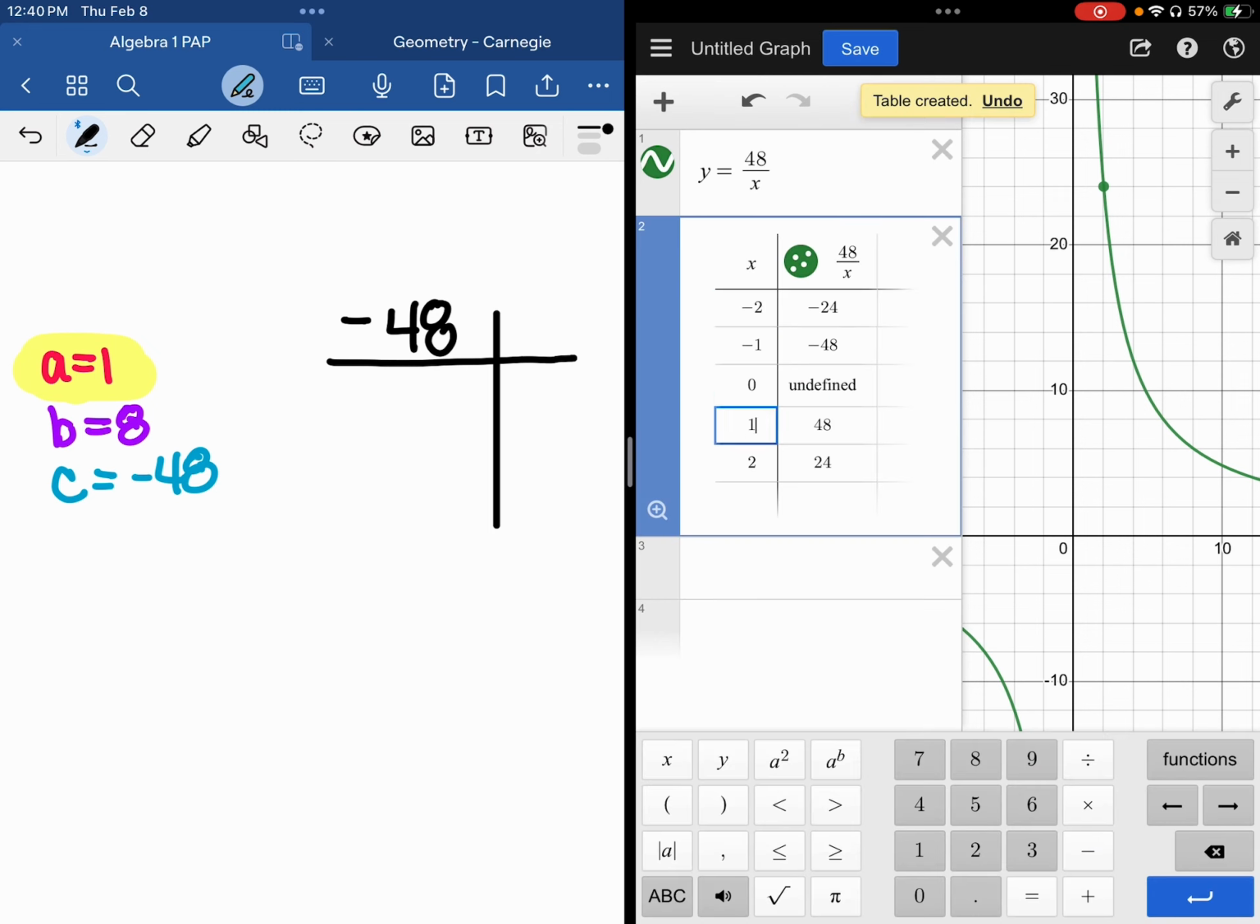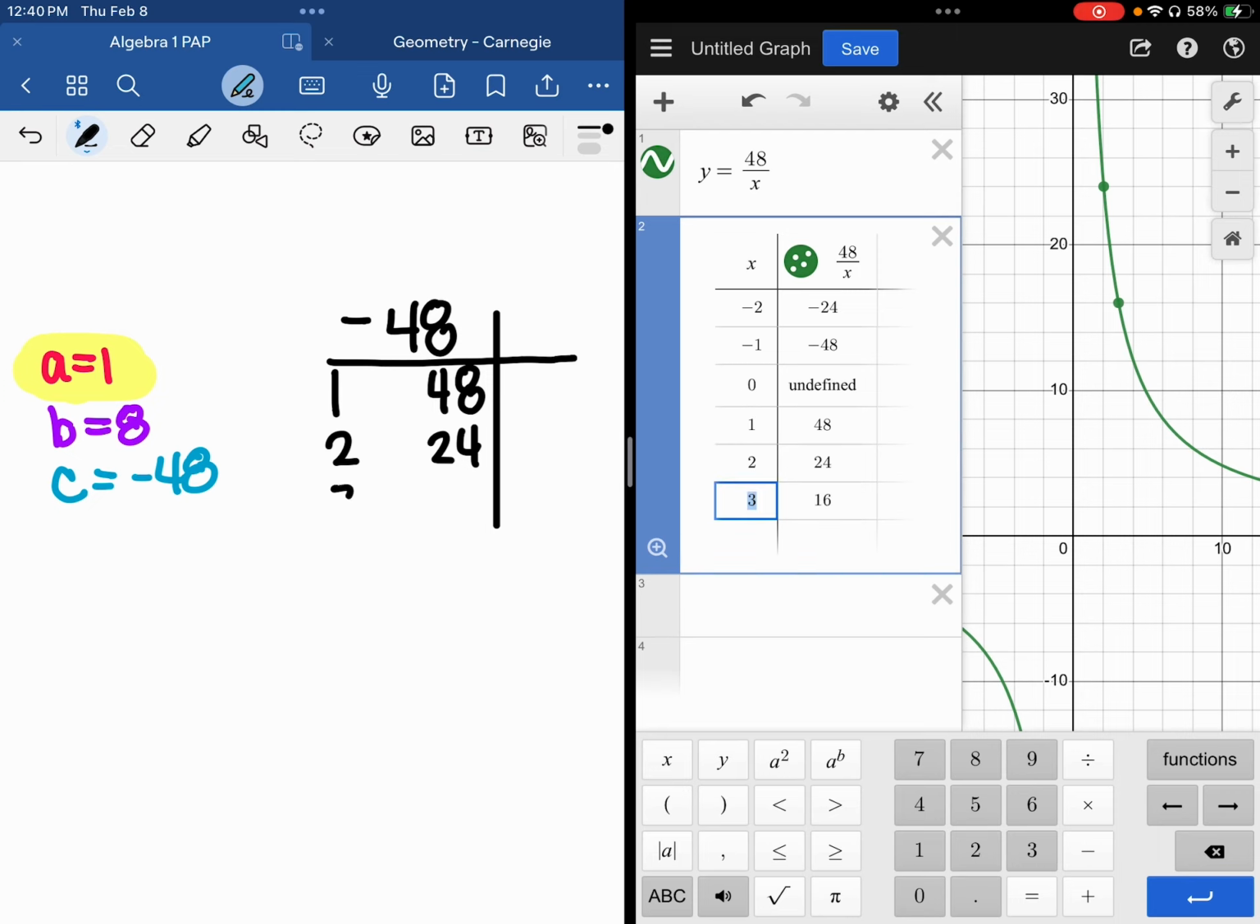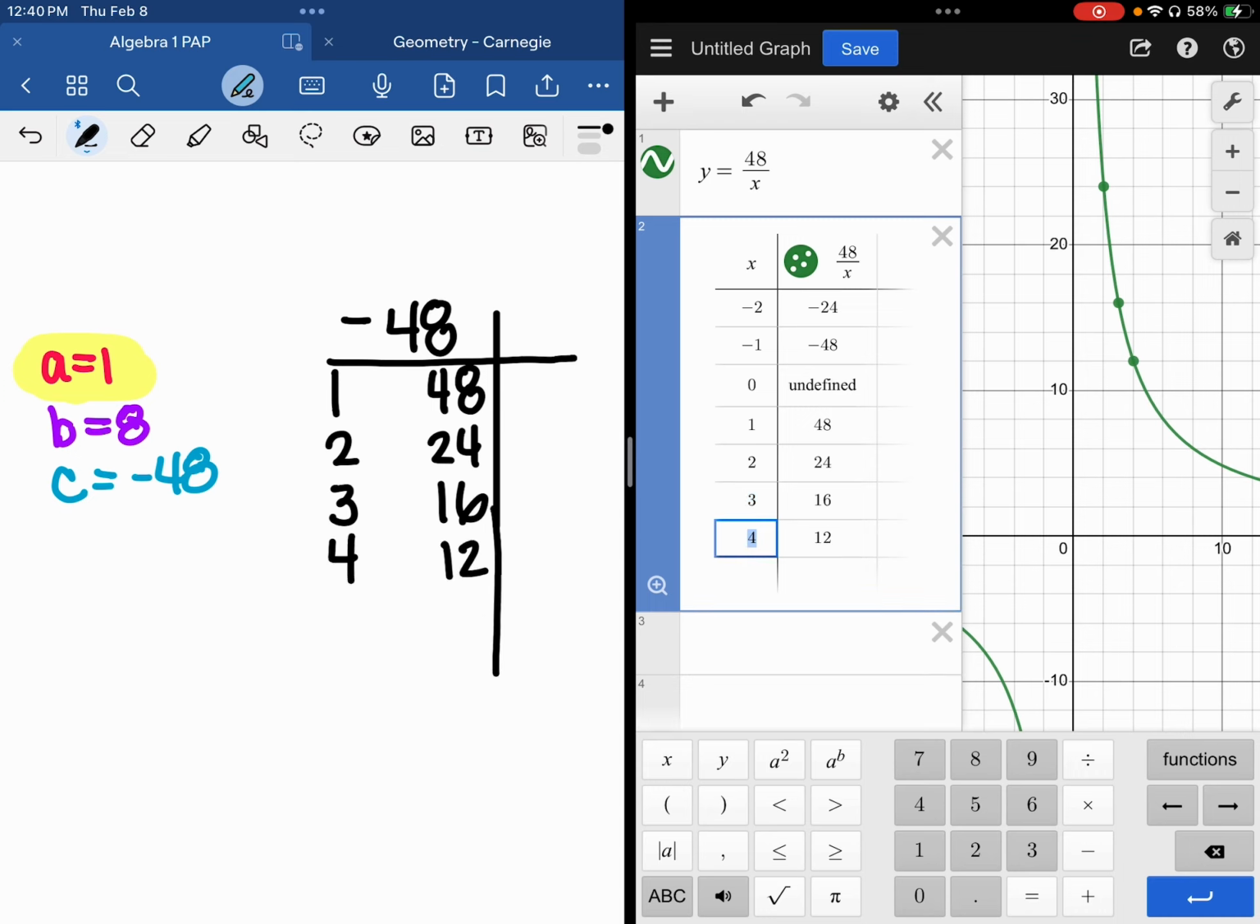Remember though, from the graph, it's a little weird to get the points, so go ahead and make your table. Always start with 1, so 1 and 48, 2 and 24, and then I just want to keep checking, right? 3 and 16, 4 and 12. I'm going to have to extend my table down, it looks like. Now, I already know that 5's not going to work because 48 does not play by the rules of factors of 5. It doesn't end in 5 and it doesn't end in 0. So I know that the 5's not going to work, so I can ignore it.